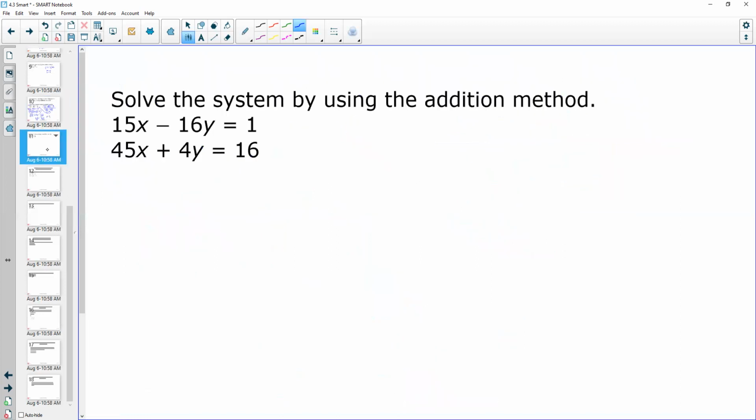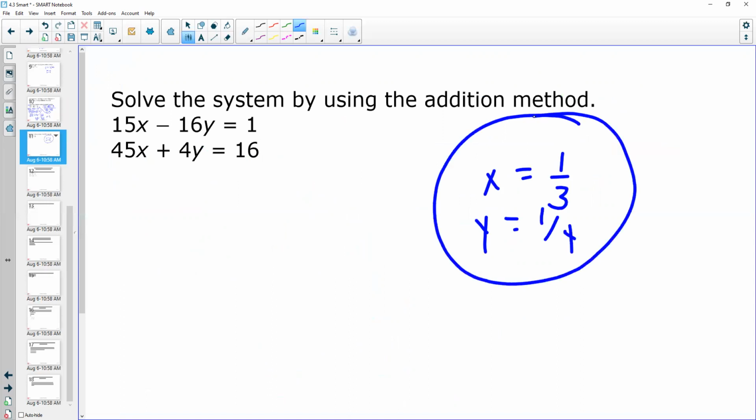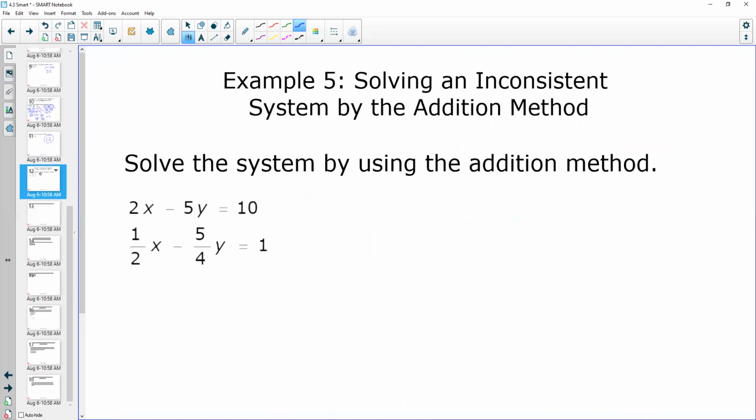This one you are going to try yourself. When you get finished, I will tell you that x is equal to 1/3, y equals 1/4. See if you can work it out. If you get stuck, come into the discussion. That's why we're here.